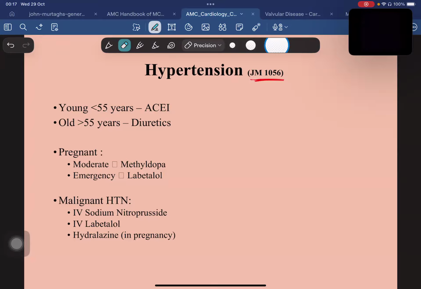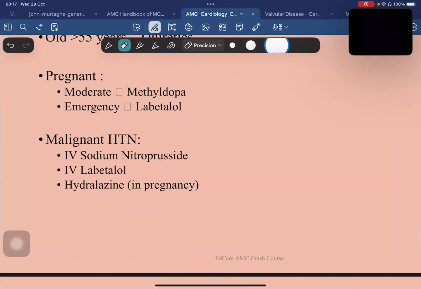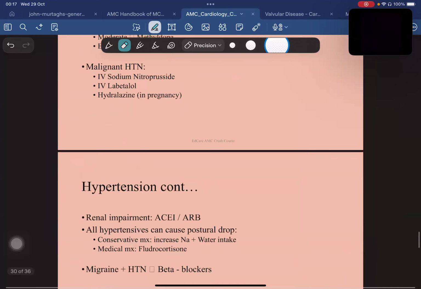And then, okay, this is where I talked about pregnant and hypertension. For moderate hypertension in pregnant women, you could go for methyldopa. And then again, for emergencies, we can go for labetalol. And then there's malignant hypertension. For those cases, we can go for sodium nitroprusside IV, again IV labetalol, or hydralazine in pregnancy.